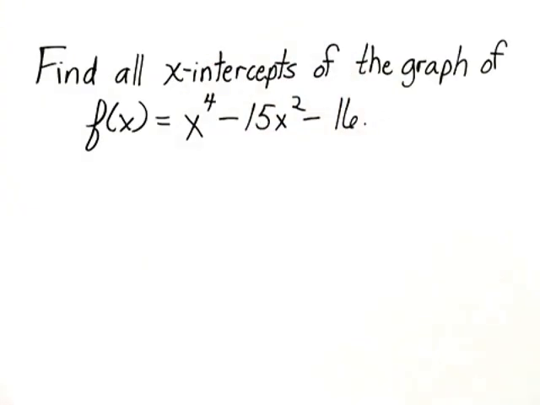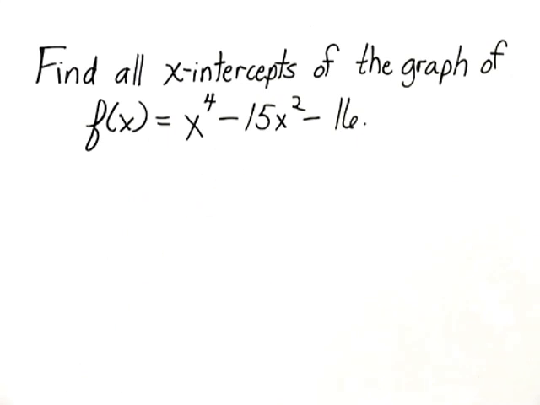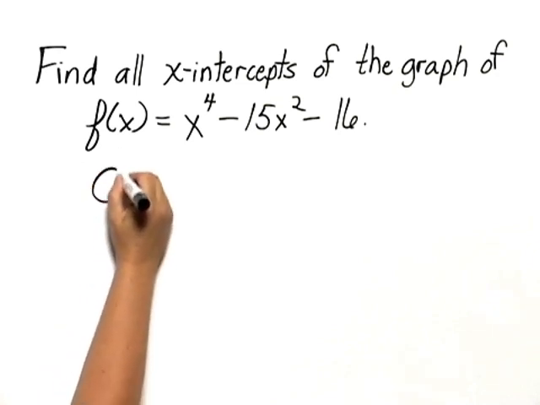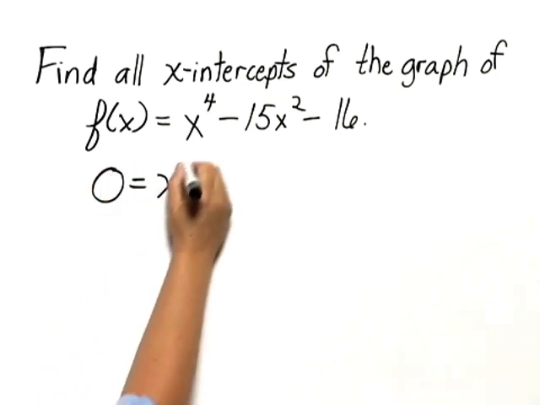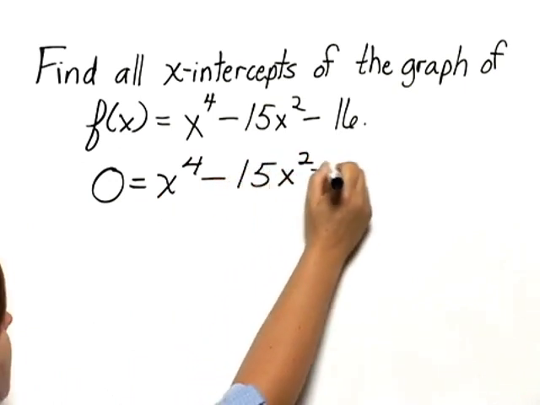In this next set of questions, we're going to be looking at graphs of quadratic functions. Find all x-intercepts of the graph of f of x equals x to the fourth minus 15x squared minus 16. Now remember, an x-intercept is where the graph crosses the x-axis, which means that the function value has to be 0. So really what we need to do is solve 0 equals x to the fourth minus 15x squared minus 16.